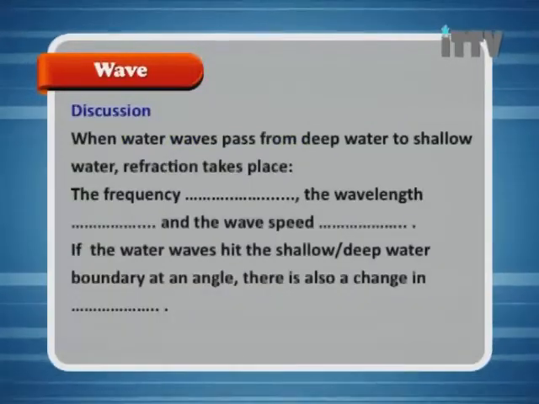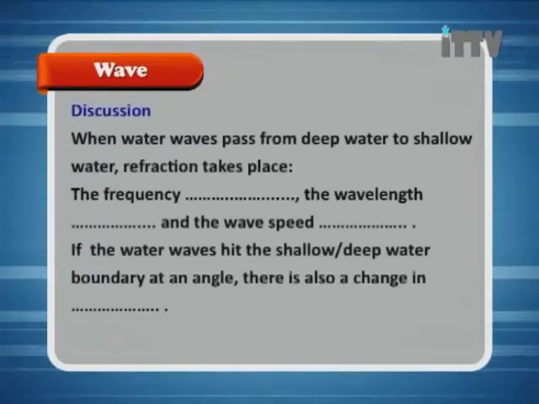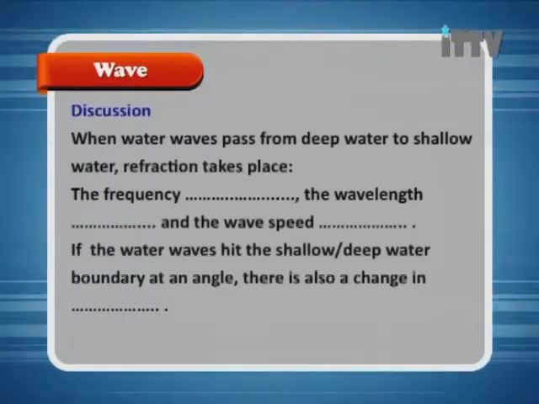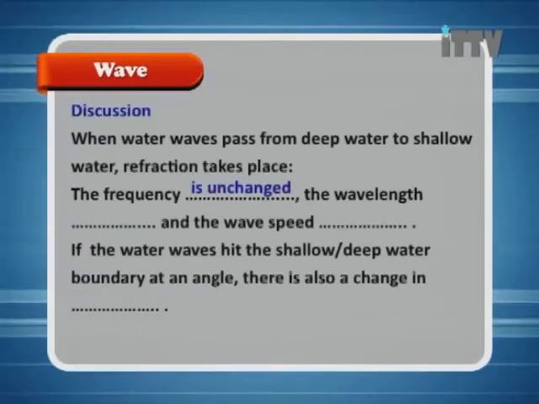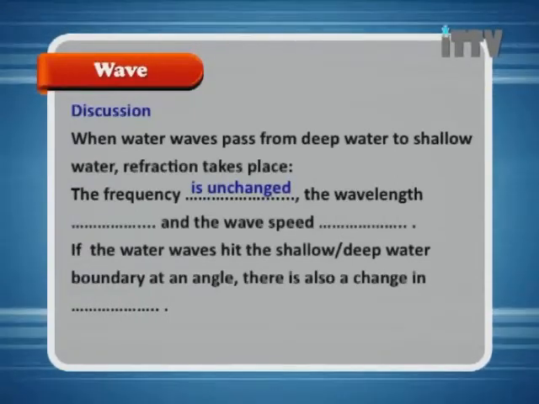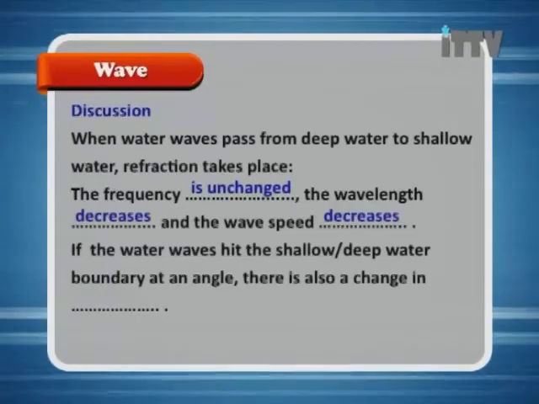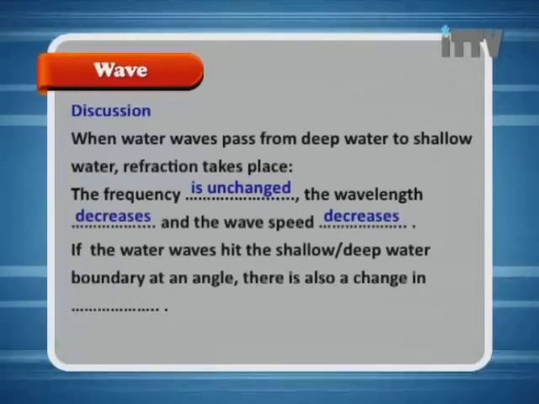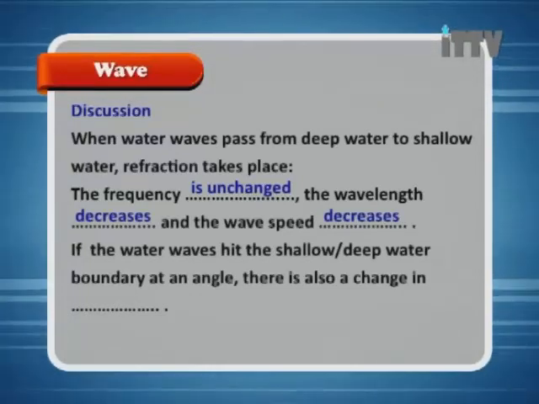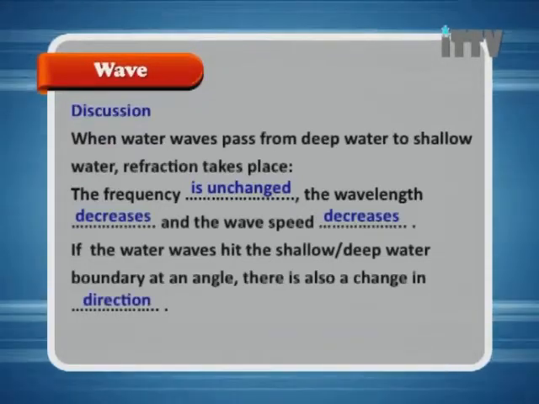Discussion. When water waves pass from deep water to shallow water, refraction takes place. Remember, the frequency is unchanged. The wavelength decreases and the wave speed decreases. If the water waves hit the shallow deep water boundary at an angle, there is also a change in direction.